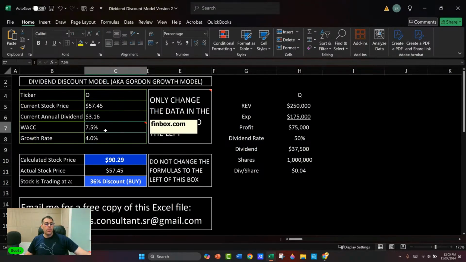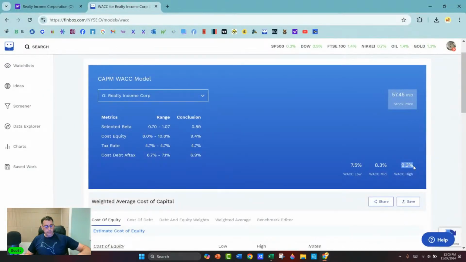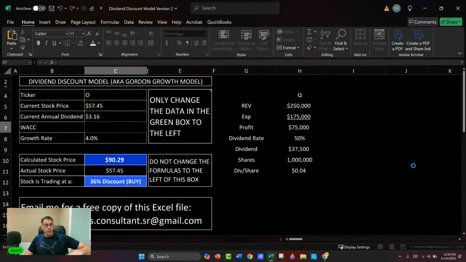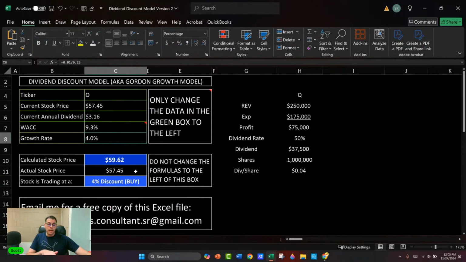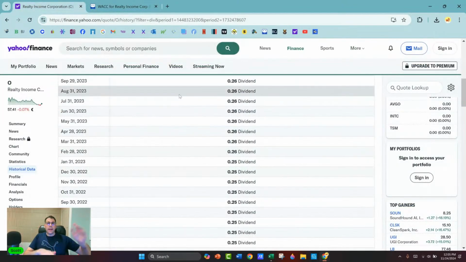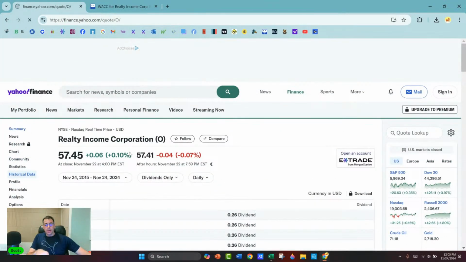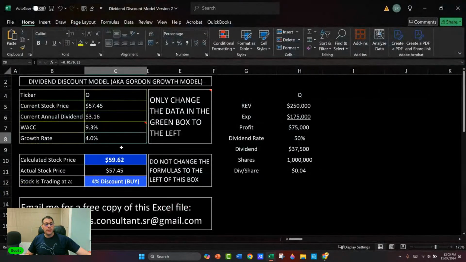And if you think the WACC is a little low, let's go with the higher WACC. Keep it conservative. Now it's actually, ironically, almost exactly where it's trading at. $60 is the calculated stock price. The actual stock price is 57. So the dividend really doesn't change, right? It changes every year. The stock price changes every day. So if you do a dividend discount model on a company like this, even in a conservative situation, we're saying the stock is worth $60.